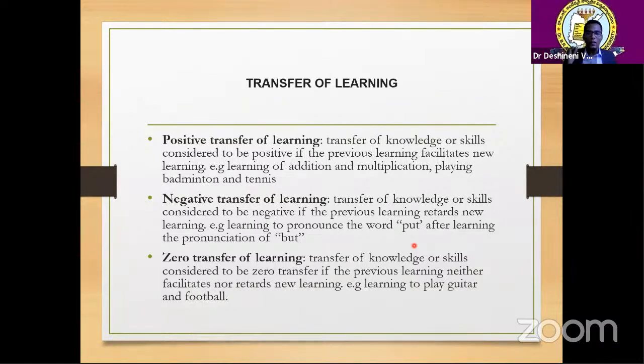For example, if a child is learning how to play the guitar, and after that the child wants to learn how to play football, there is not much similarity between guitar and football. So in this context, zero transfer happens. That means the child neither gets benefit from the guitar playing skills nor are they obstructed in learning the football game. So these are the three types of transfer of learning: positive transfer, negative transfer, and zero transfer.